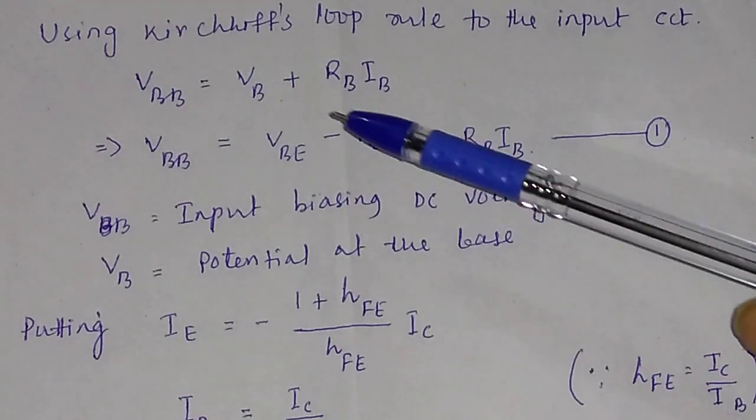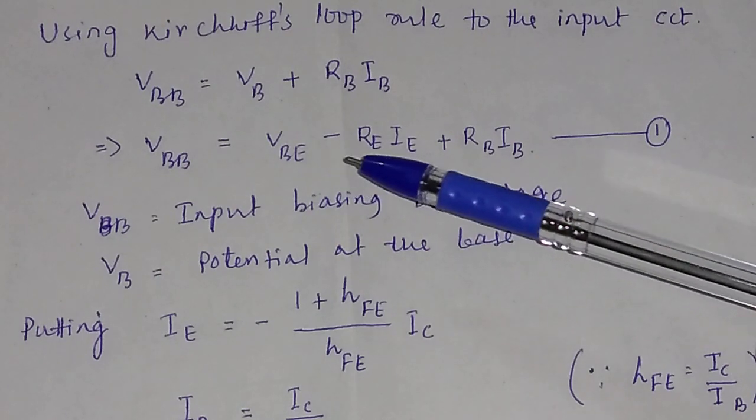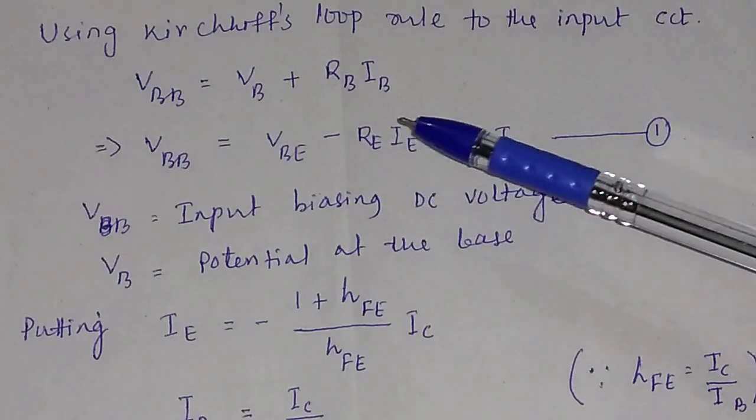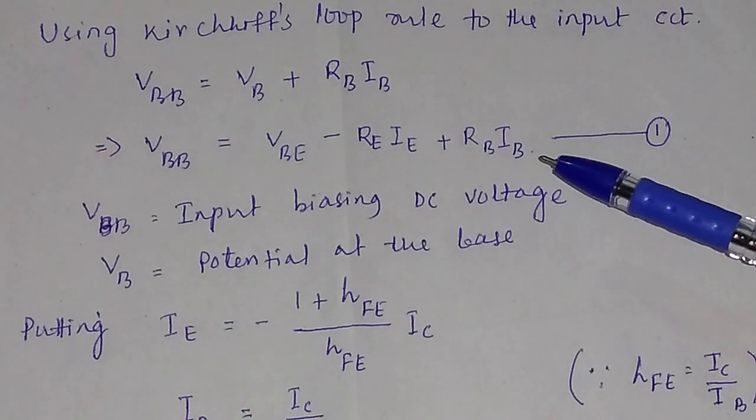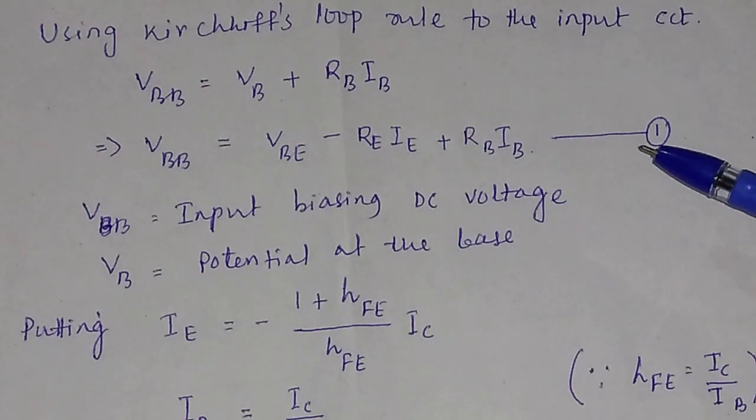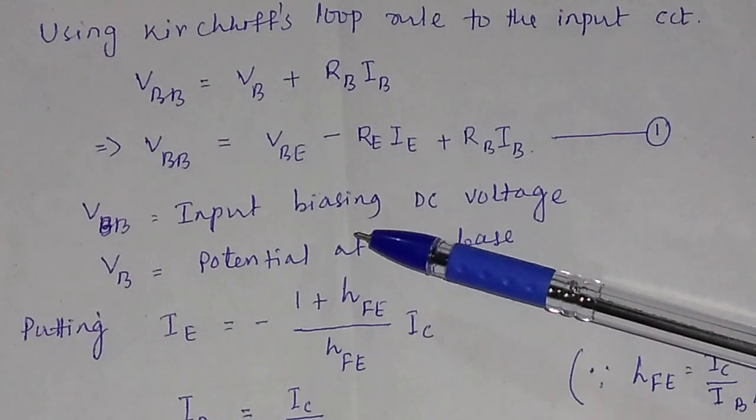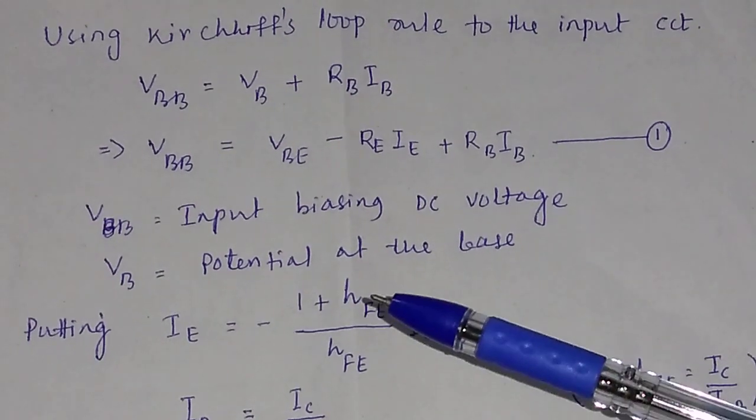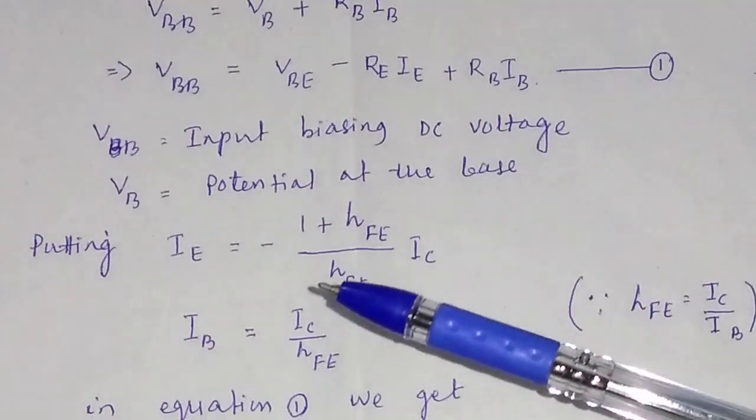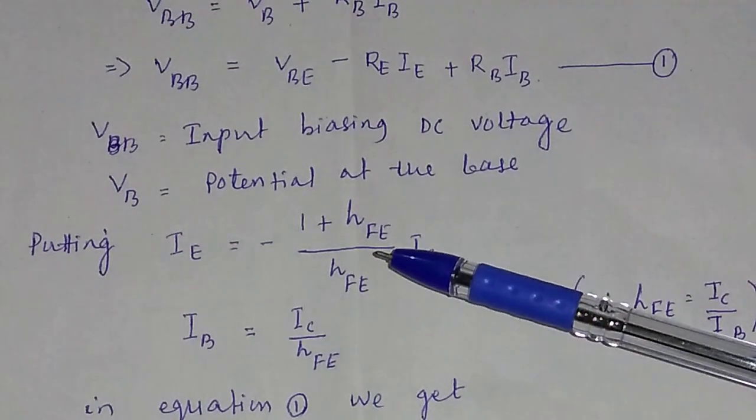So you write VB is equal to the potential difference VBE minus the potential drop across the RE, plus RB into IB. Suppose this is equation number 1. I have told you VB is the potential at the base and VBB is the input biasing DC voltage. And you now put the values of IE and IB in terms of the HFE.